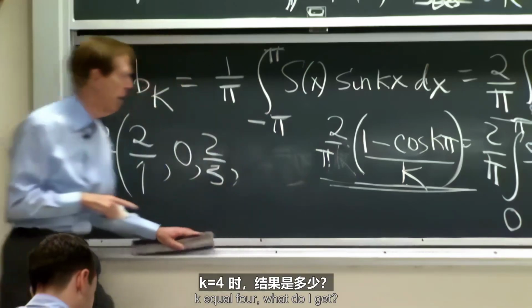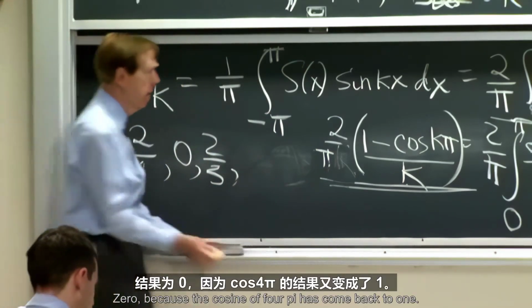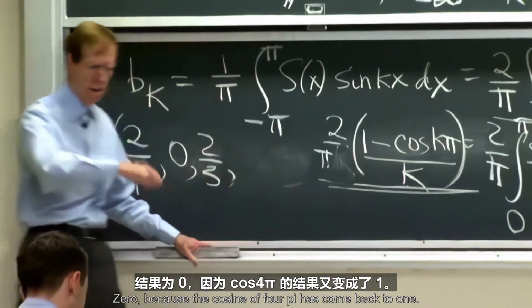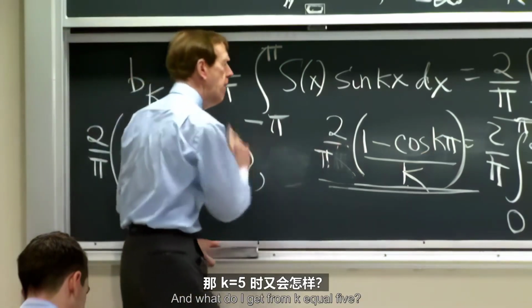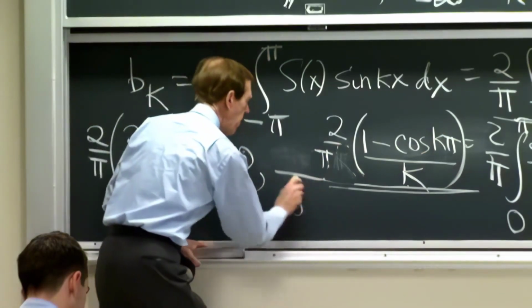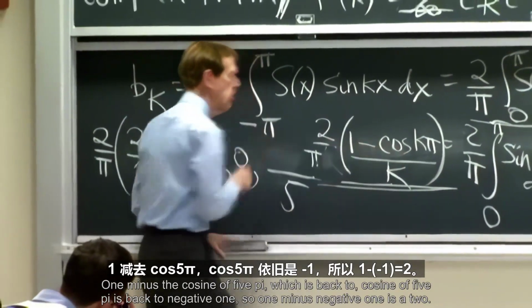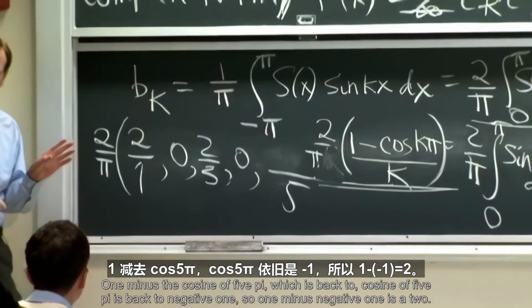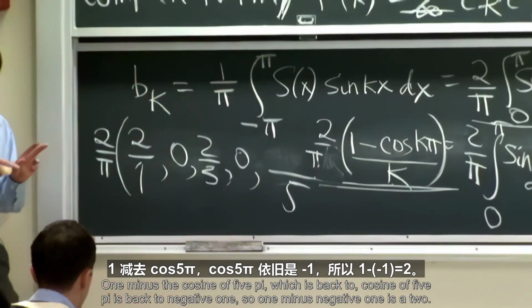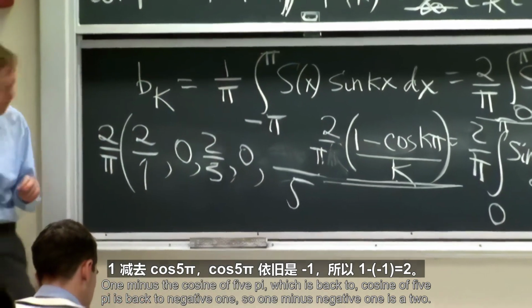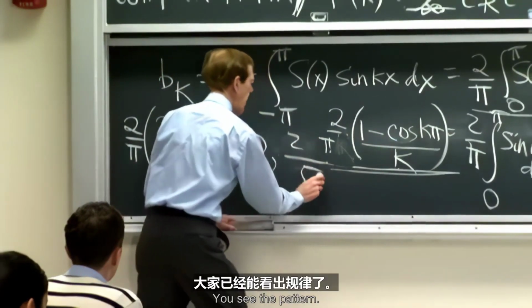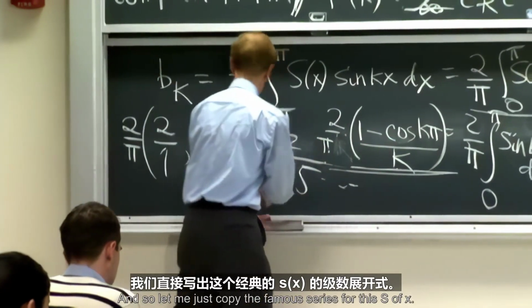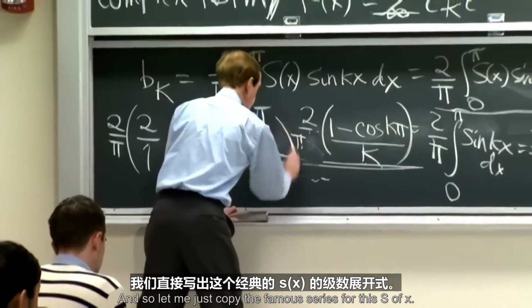K equal 4, what do I get? 0, because the cosine of 4 pi has come back to 1. So I get a 0. And what do I get from k equal 5? 1 minus the cosine of 5 pi, which is back to negative 1. So 1 minus negative 1 is a 2. You see the pattern.